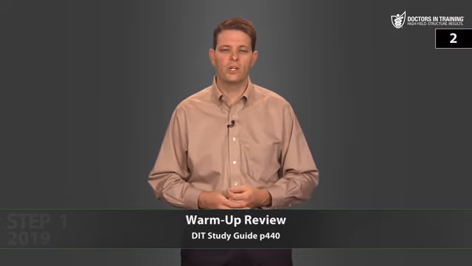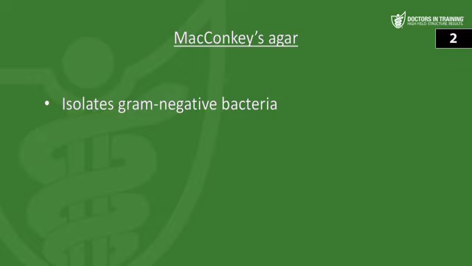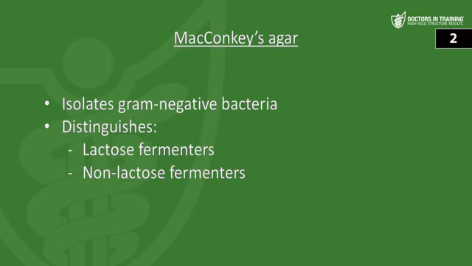Next, what's the function of MacConkey's agar? So MacConkey's agar is used to select out gram-positive bacteria so that only gram-negatives will grow, and it also distinguishes lactose fermenters from non-lactose fermenters. MacConkey's agar contains crystal violet and bile salts which inhibit the growth of gram-positives, and it contains lactose as the only carbohydrate plus a stain called neutral red.